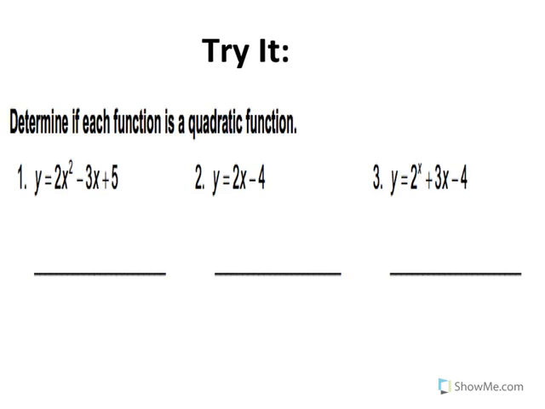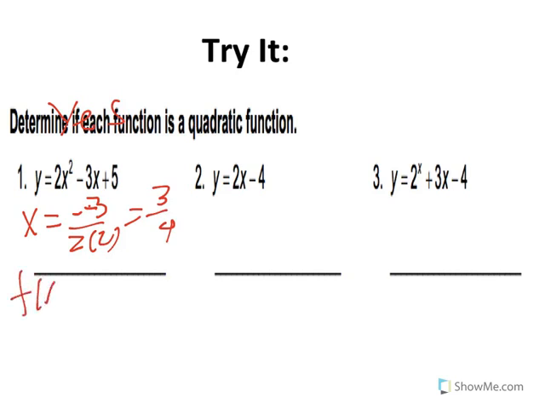So this is for you guys to try. Determine if each function is a quadratic function. For number 1, the answer is yes, so it's a quadratic. Then we need to look for the axis of symmetry and the vertex coordinates. So we say that x equals negative 3 over 2 times 2, so it becomes 3 over 4. And the... let me erase this part.